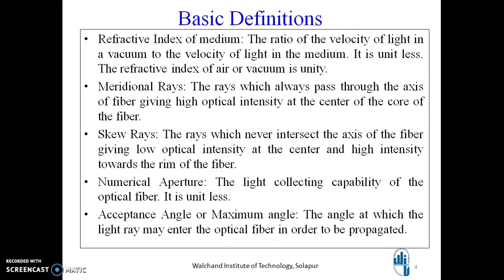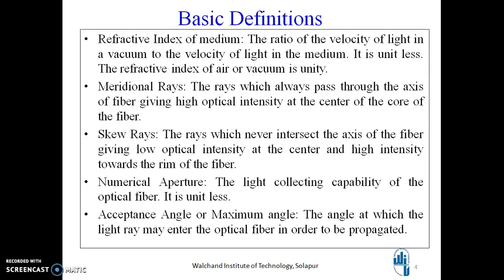Now what are meridional rays and skew rays? These rays have been defined with respect to their propagation through the fiber axis. The meridional rays are the rays which always pass through the axis of the fiber, giving high optical intensity at the center of the core of the fiber, whereas the skew rays are the rays that never intersect the axis of the fiber, giving low optical intensity at the center and high intensity towards the rim of the fiber.